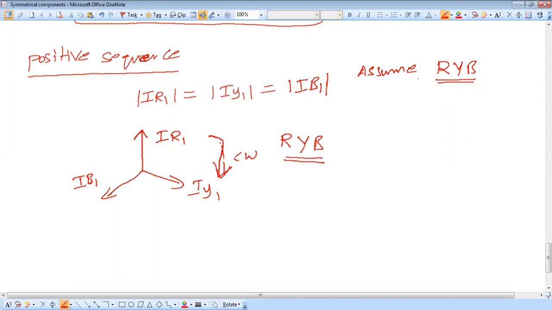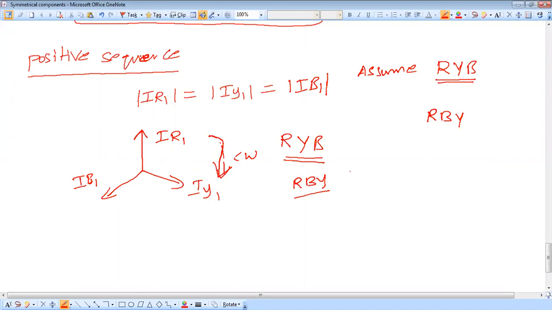Now, the positive sequence component always follows the original phase sequence. Suppose my original phase sequence is RYB, then my positive phase sequence is RYB. Suppose my original phase sequence is RBY, then my positive sequence component phase sequence should be RBY. The positive sequence component follows the same phase sequence as the original. What does original phase sequence mean? Before the fault, whatever phase sequence the system is following is called the original phase sequence.